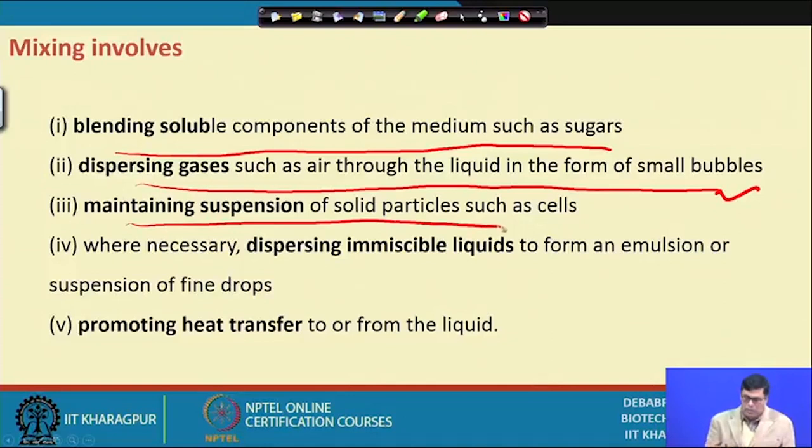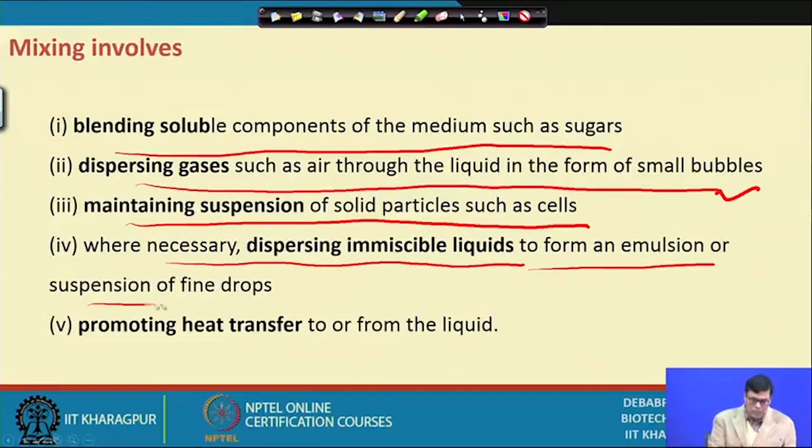Maintaining the suspension of solid particles such as cells. I explained that if you uniformly suspend cells in the media, then and only then will they freely interact with the substrate molecules and give the product. And where necessary, dispersion in an immiscible liquid to form an emulsion or suspension of fine droplets. So in that case, what we do is make very fine droplets.